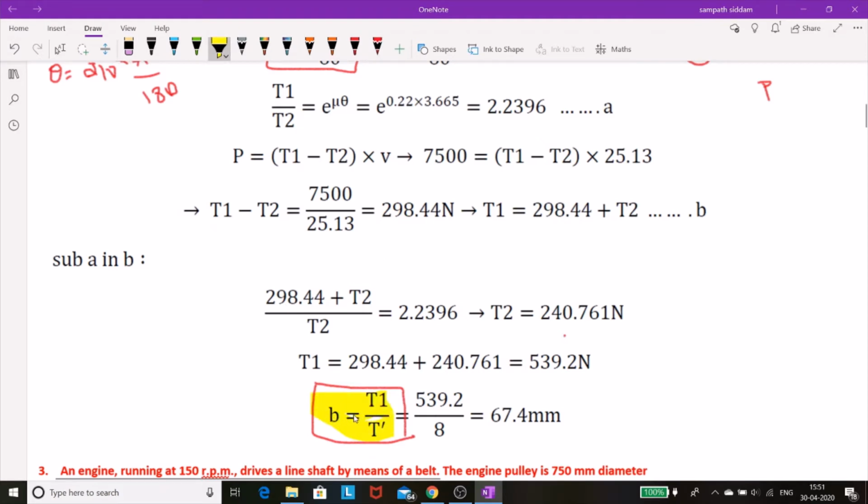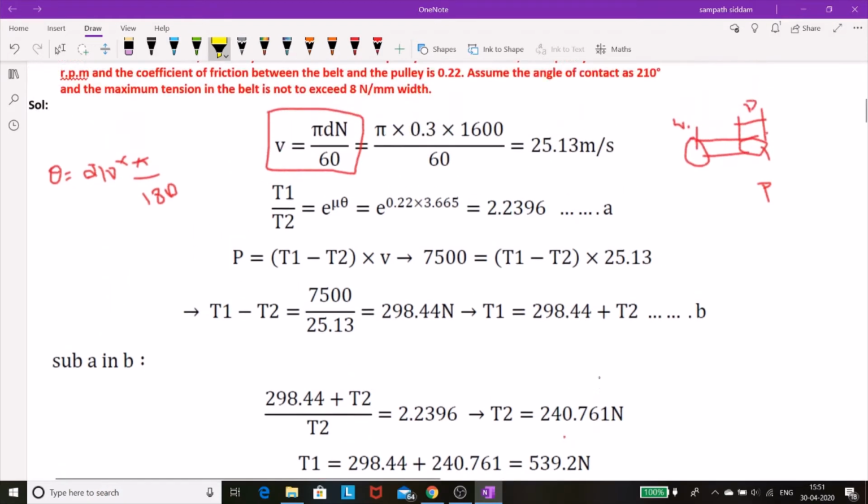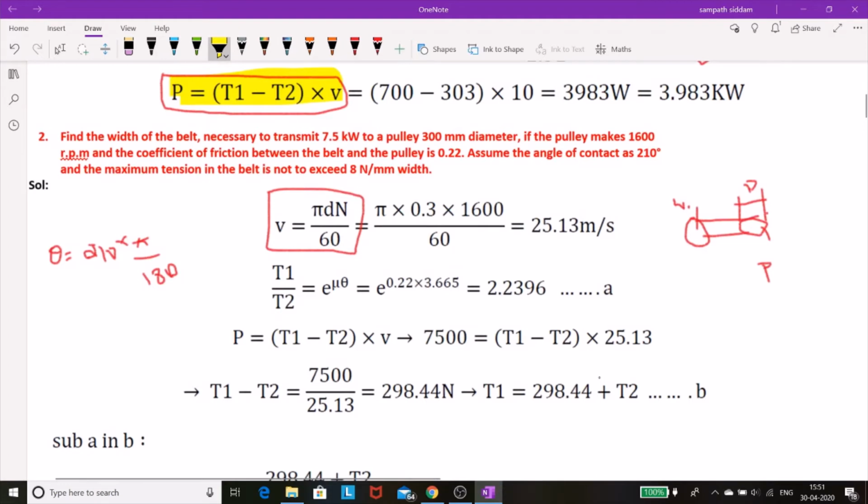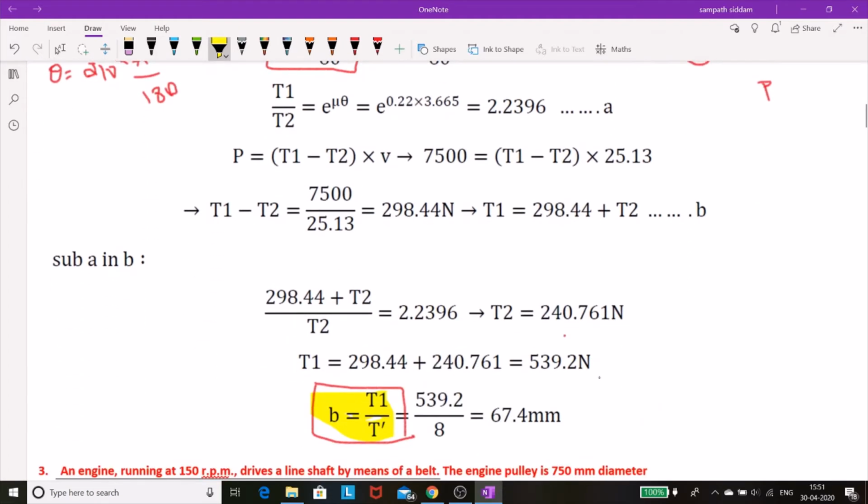That is B is equal to T1 by T dash. What is T1? We have got it over here. And next, T dash, which is given in this problem, is 8. So substitute over there, then you will get the value of B.